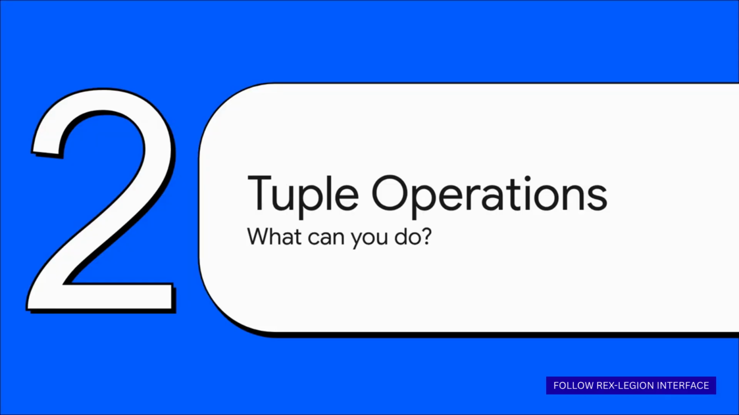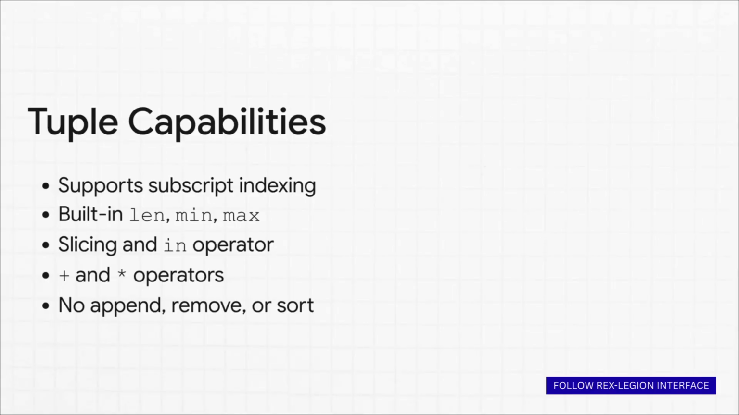Moving right along, section 2, tuple operations and limitations. A really good rule of thumb here is that tuples support all the exact same operations as lists, except for the ones that actually change the contents. Makes sense, right? You can still use subscript indexing to retrieve a specific element. You can still use built-in functions like len to see how long it is, or min and max to find the smallest and largest values. You can slice it, search it with the in operator, and even combine them with the plus and asterisk operators. But you absolutely cannot use methods like append, remove, insert, reverse, or sort. Remember, the vault door is totally shut.